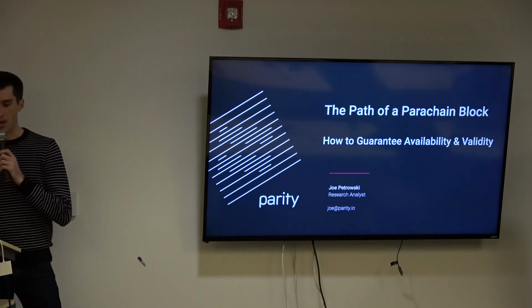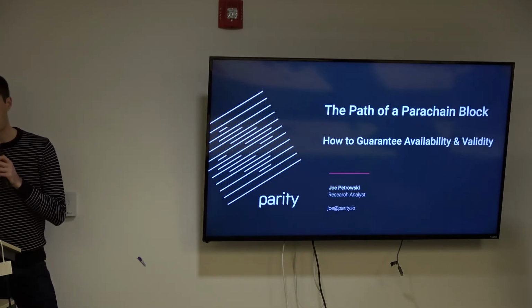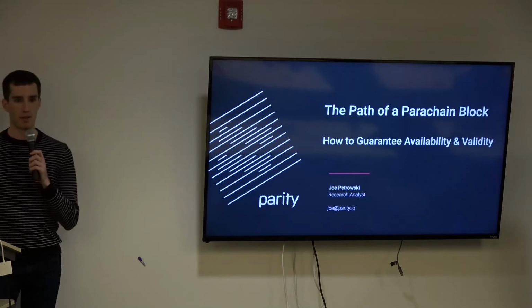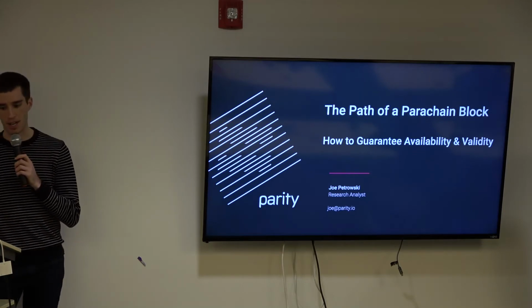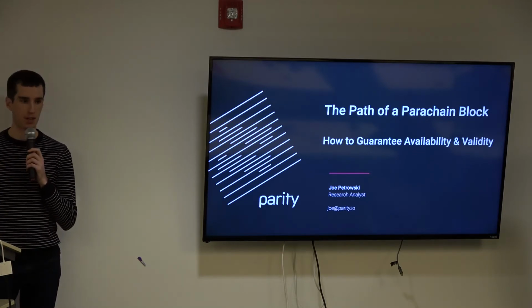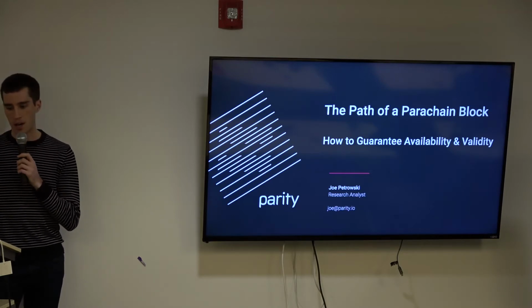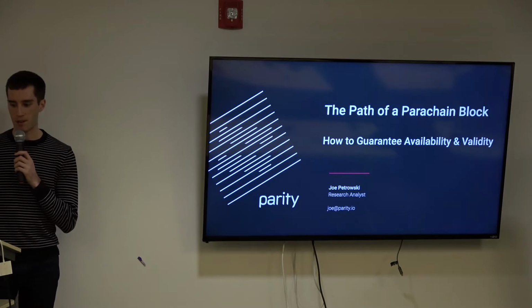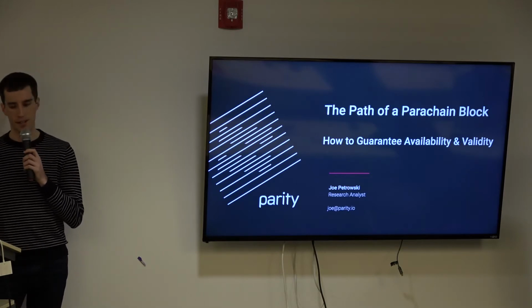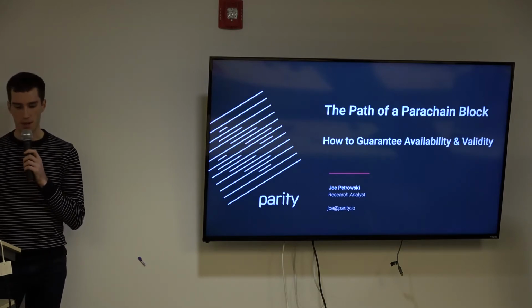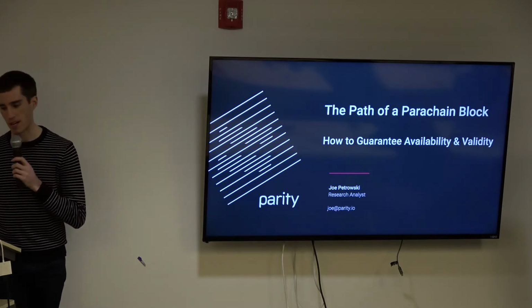The way that we guarantee availability and validity with 10 validators per parachain, as opposed to Ethereum, which will have around 1,000 validators per shard, really all comes down to the way that we provide these availability and validity guarantees. And it's the really unique thing that Polkadot does.